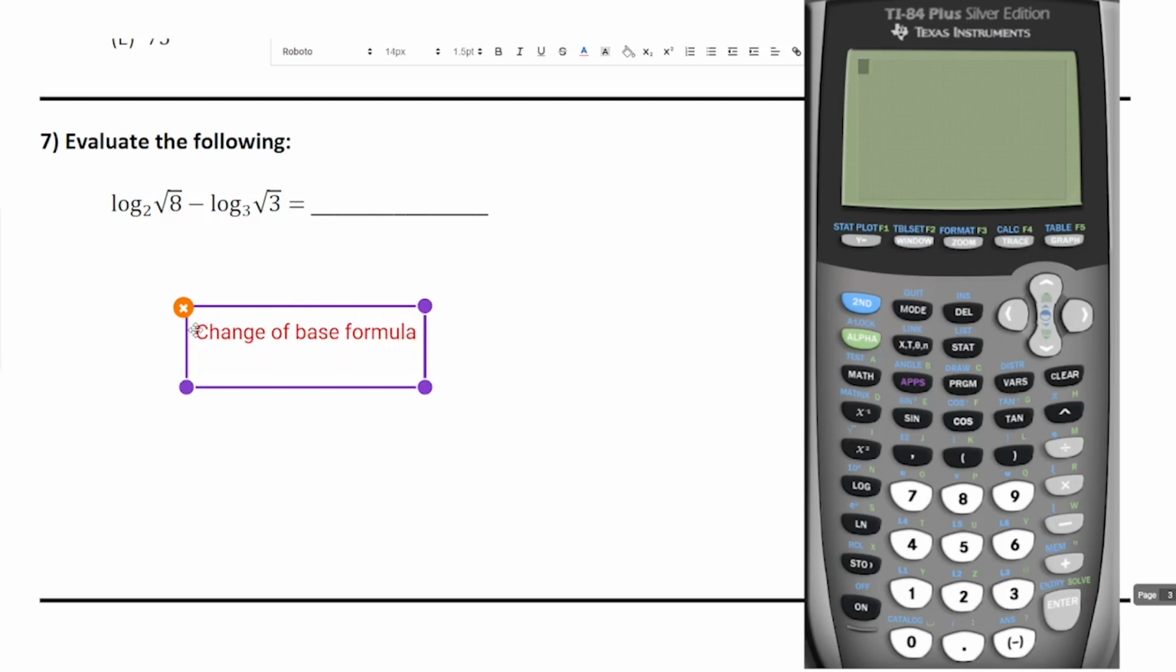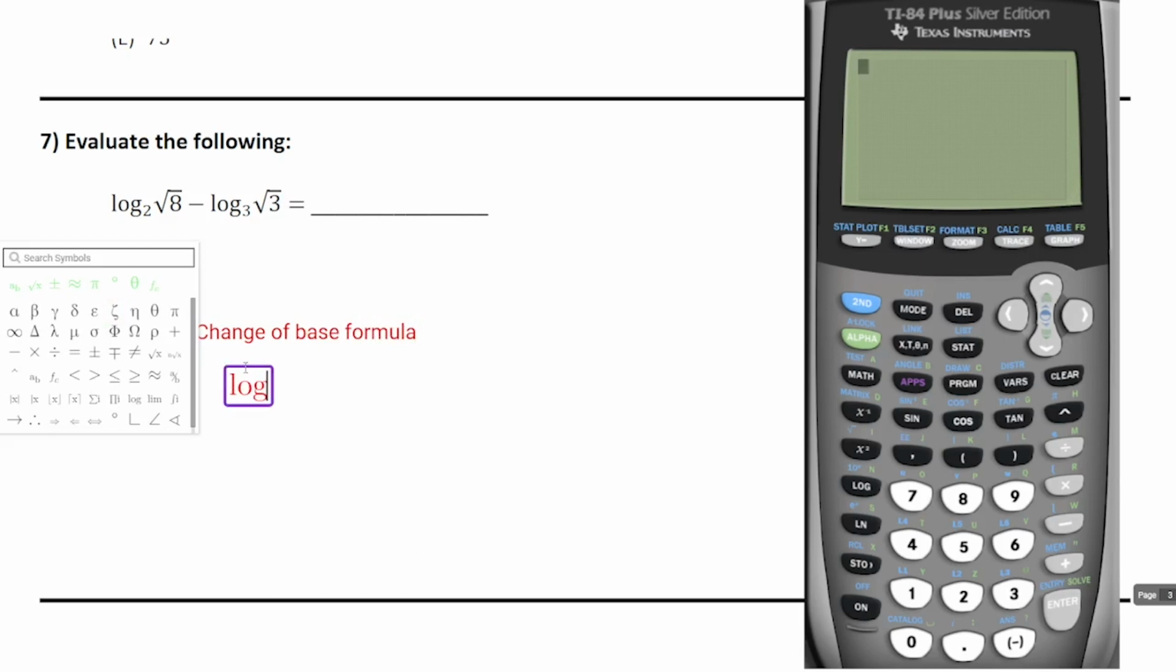Basically what that says is if you have log of any base, I'll just call it base B, of X, we can change the base to be whatever we want, and for our purposes, we just want to change it to base 10, so we can type the log button in the calculator. It is going to be log X divided by log B.